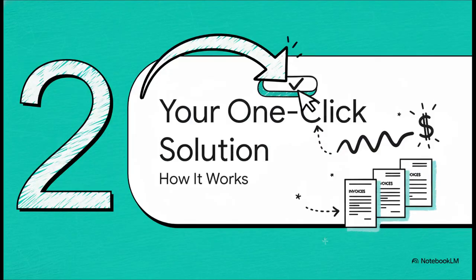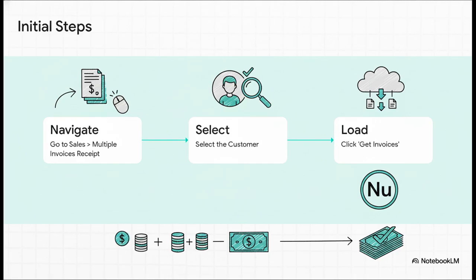So, enough talk. Let's actually jump in and see how this one-click solution works in the real world. I think you're going to be pretty impressed by just how streamlined this is. And really, it all boils down to just a few clicks. You just have to navigate to the right screen, pick your customer, and then, this is the best part, you let NuMetric do all the heavy lifting for you.